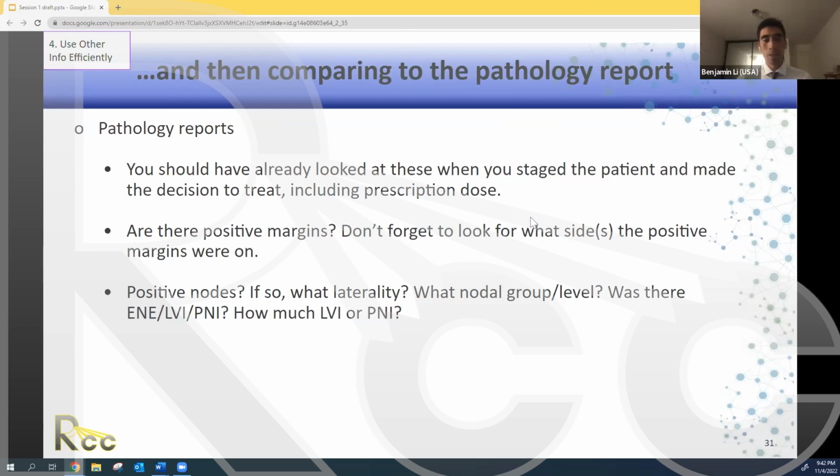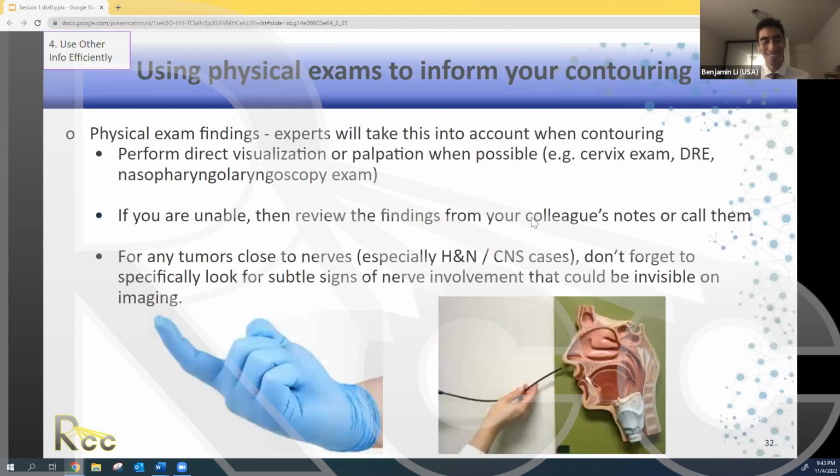Yeah, and the same thing for LVI or PNI or ENE. And there's all sorts of shades of gray. One millimeter of ENE is not equivalent to gross ENE stuck to the side of a muscle. And so all of these things need to be taken in context, certainly. Great, thank you. Good question.